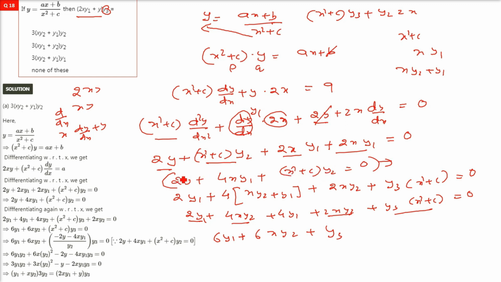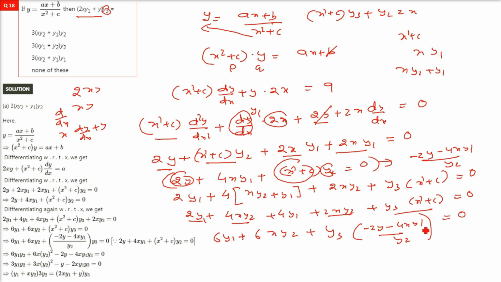See, x square plus c, 2y here. So you can just take x square plus c into y2 as minus 2y on the right hand side, minus 4x y1 on the right hand side, and y2 in the denominator. Now you can replace the x square plus c as minus 2y minus 4x y1 by y2. So I'm replacing this by minus 2y minus 4x y1 into y2 is equal to 0, right?